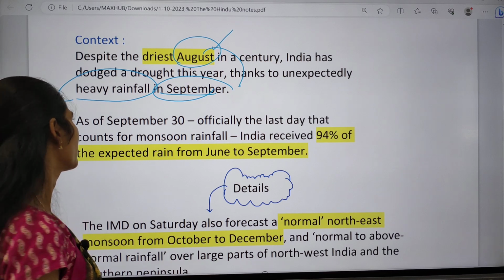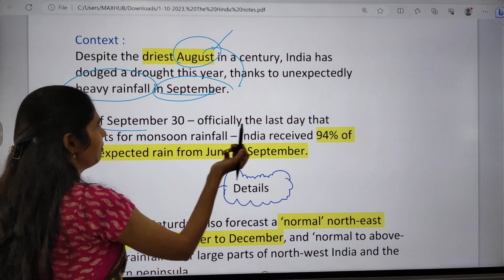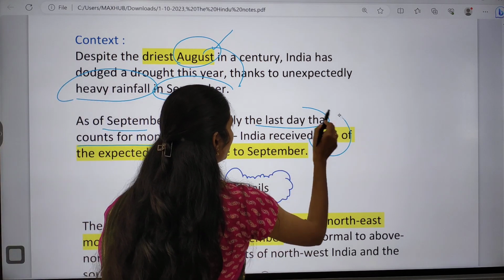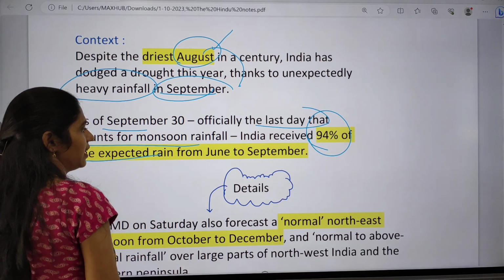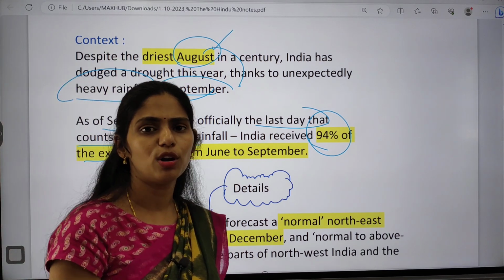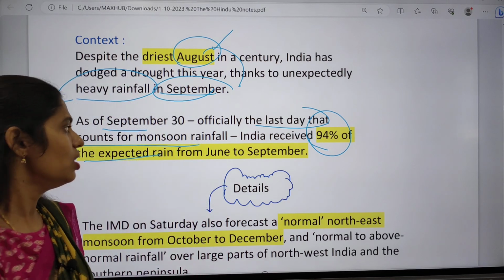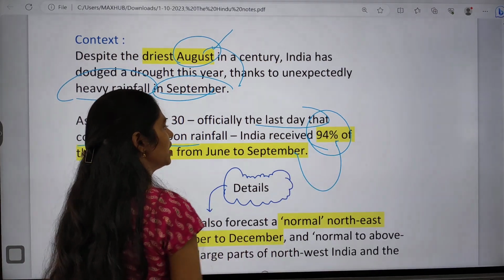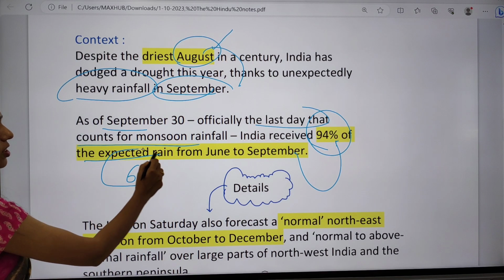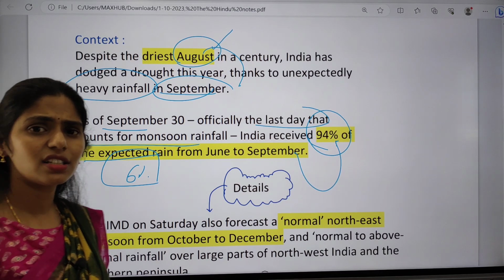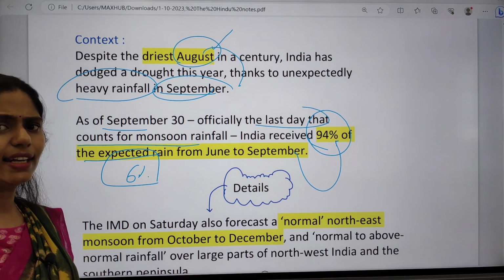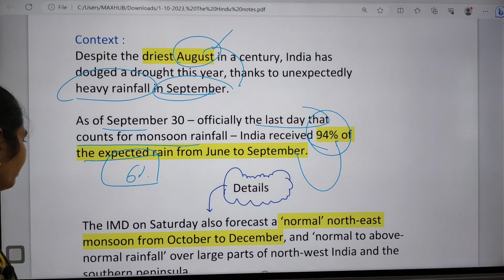As of September 30, officially the last day that counts for the monsoon rainfall, India received 94% of the expected rainfall. Yes, between June and September, which is normally the monsoon season or rainy season, we got about 94% of the expected rainfall. And we can see the deficit is just 6%, not much. So why was there less rainfall in the month of August? Because of this El Nino. So please let me know what El Nino and La Nina are in the comment box.